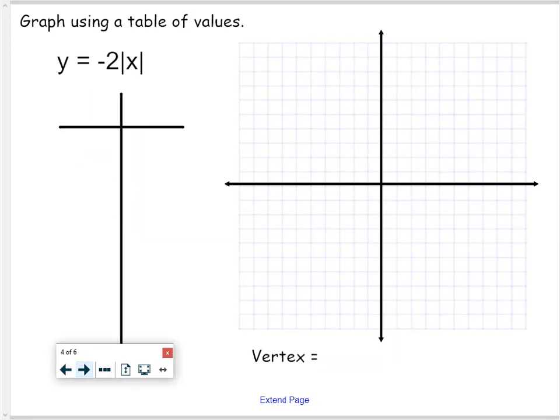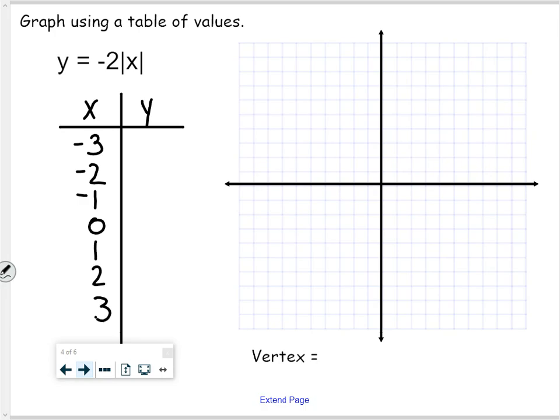This problem's different. Instead of adding or subtracting, now we're multiplying by -2. And some people want to do the multiplying first and then make sure that they get a positive answer there. That's not what this problem says. It says do the absolute value first, and then we're going to multiply it by -2. So if I make my XY chart, I would have -3, -2, -1, 0, 1, 2, and 3.